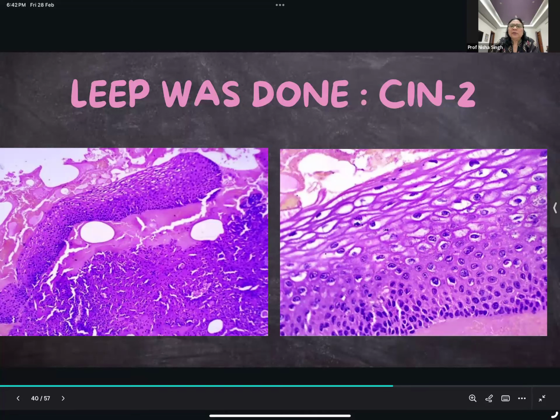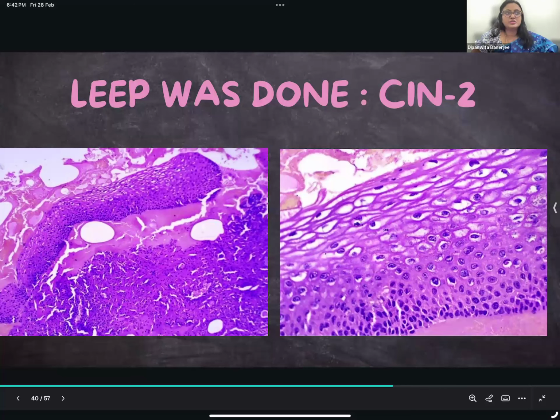So let's move ahead. The margins are negative. Yes, comment on the margins, they are important here. Very important, that will help us decide the further course. If margins are all negative, then we are done, she goes on an observation follow-up protocol. But if the margins are positive, then is it the ectocervical or the endocervical margins? Would you like to tell the importance of either?